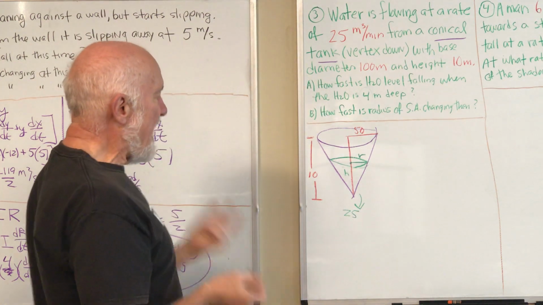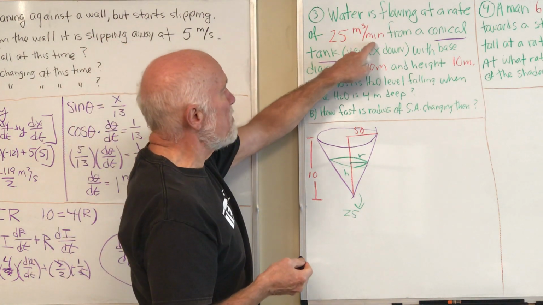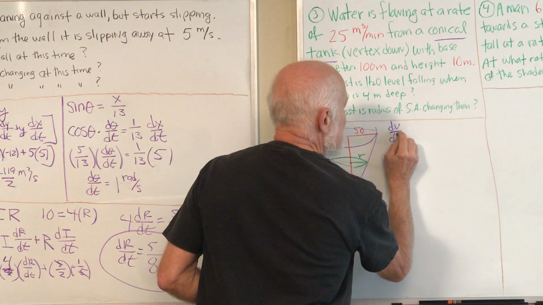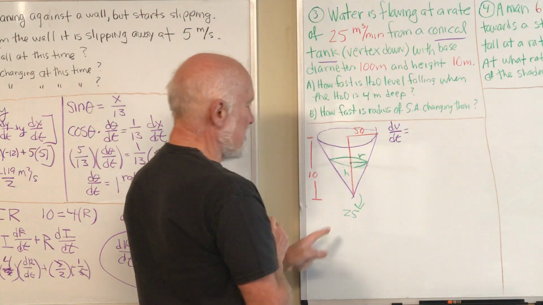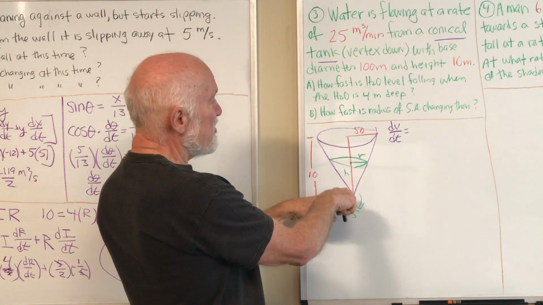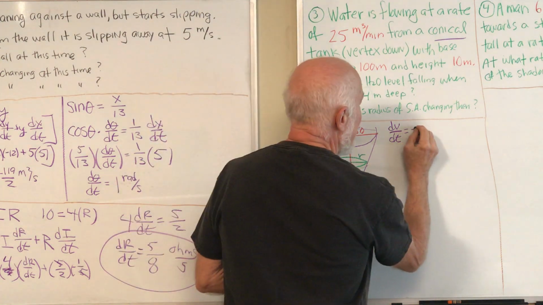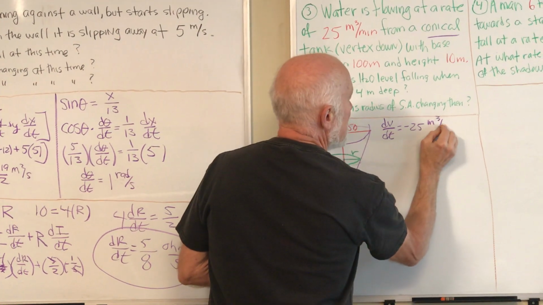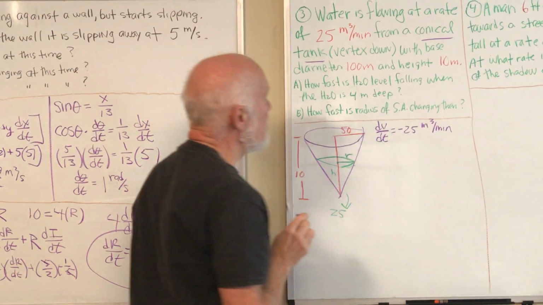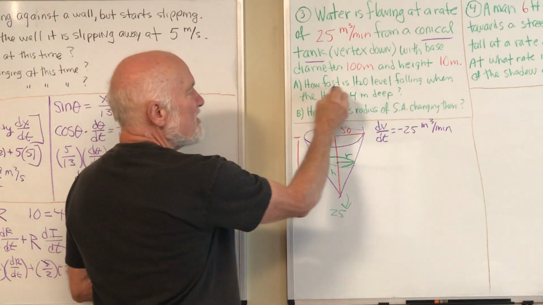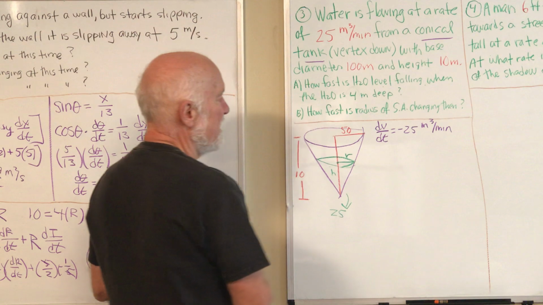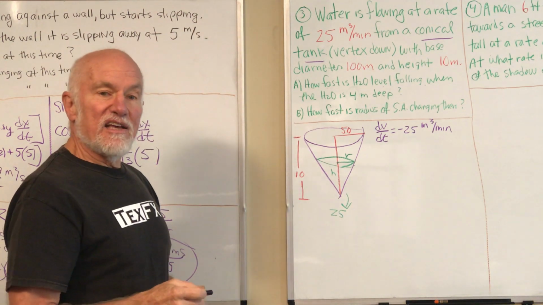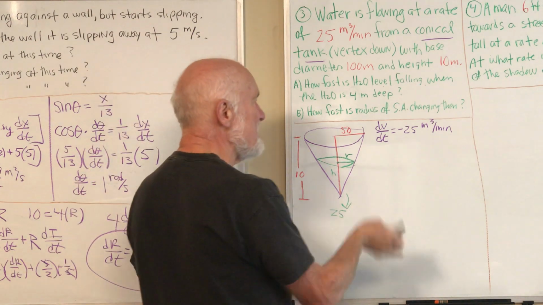So what we have is, this is cubic meters per minute. So this is dV dt. And it's the volume of water is getting less, so it's actually going to be a negative 25. And what are we trying to find? How fast is the water level falling? So we want to know how fast this H is changing. So we want to find dH dt.